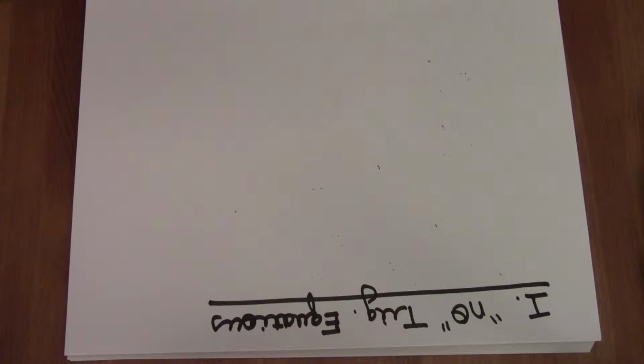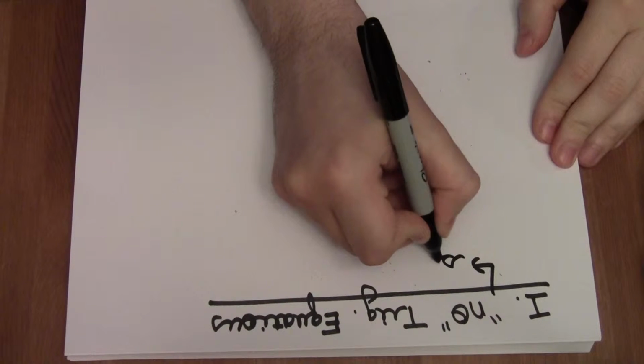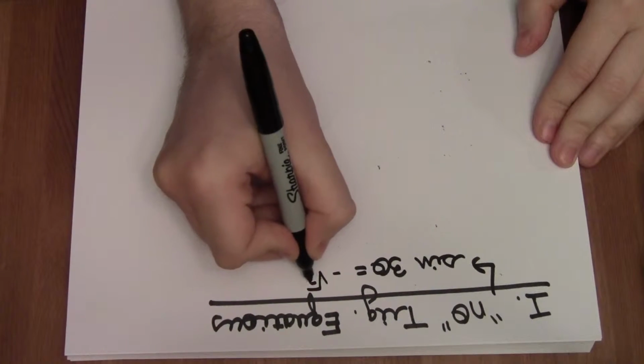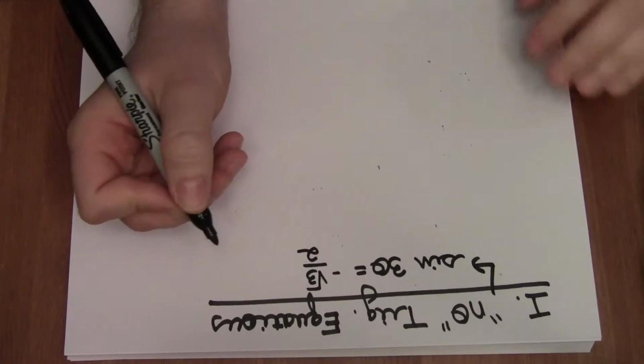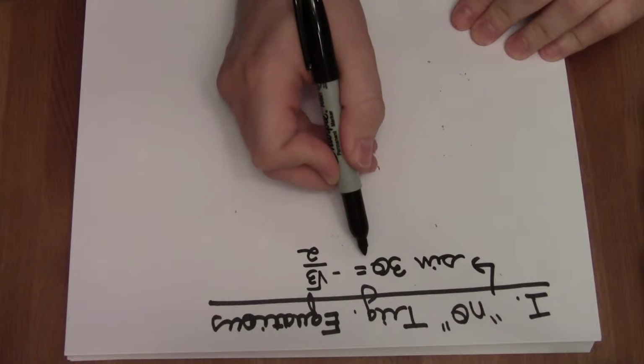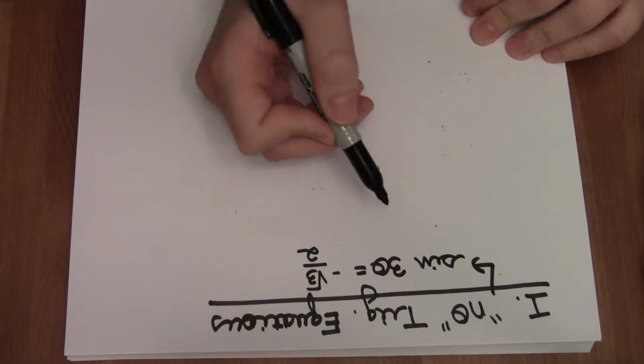Part I, n-theta trig equations. What I mean by that is a trig equation in the form maybe sine 3 theta equals negative root 3 over 2. First of all, you are not allowed to just divide both sides by 3. That 3 is inside your sine, so that's not going to work.